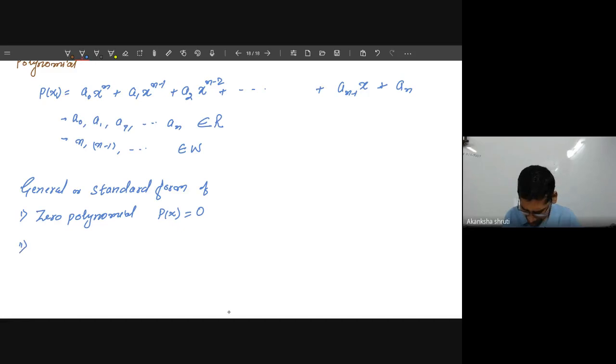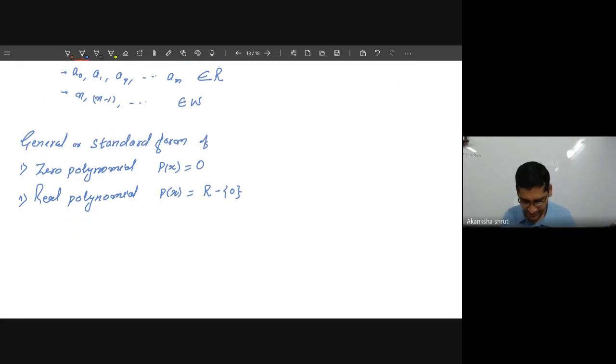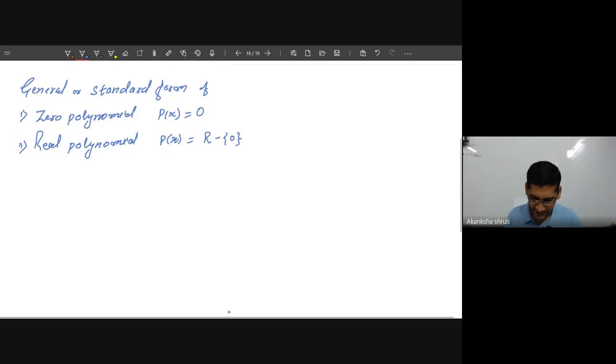The second one is our real polynomial. Students, we have learned this polynomial is any real number excluding zero, meaning if you remove zero from the set of real numbers, it becomes a real polynomial, because zero forms the zero polynomial. More detail we have learned in our last class. You can refer to those videos again.